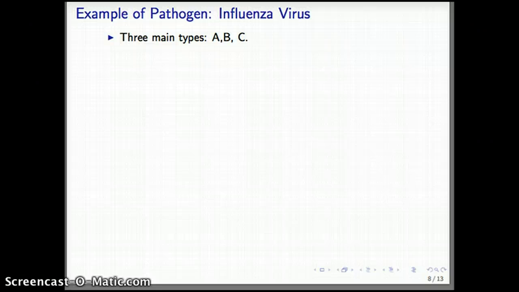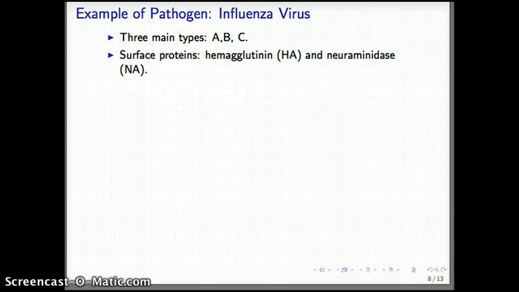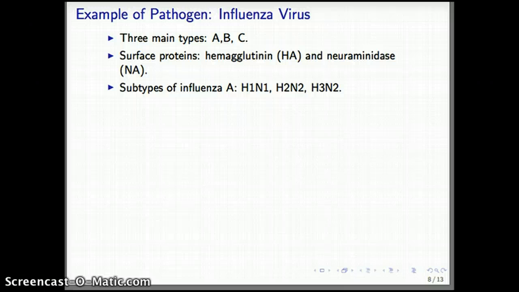For influenza, we would say there are three main types: influenza type A, influenza type B, and influenza type C. For these viruses, something very specific has to do with proteins found on the surface of the influenza virus. There is one protein called hemagglutinin, denoted with HA, and another protein called neuraminidase, which is denoted with NA.